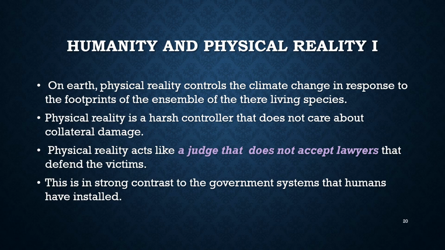On Earth, physical reality controls the climate change in response to the footprints of the ensemble of living species. Physical reality is a harsh controller that does not care about collateral damage. Physical reality is a judge that does not accept lawyers that defend the victims. This is in strong contrast to the government systems that humans have installed.